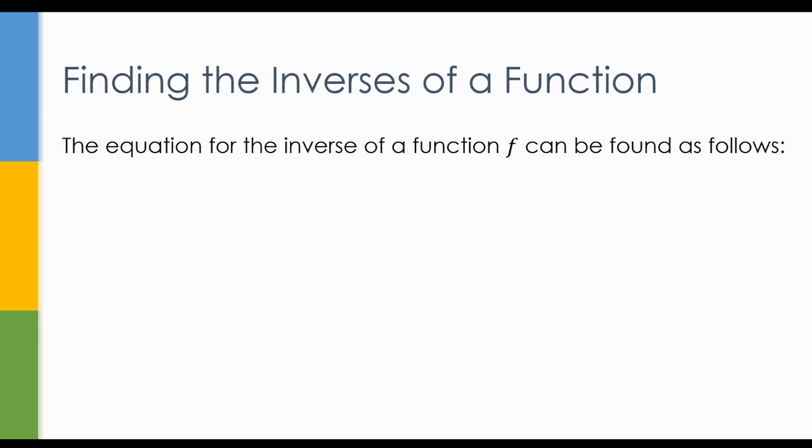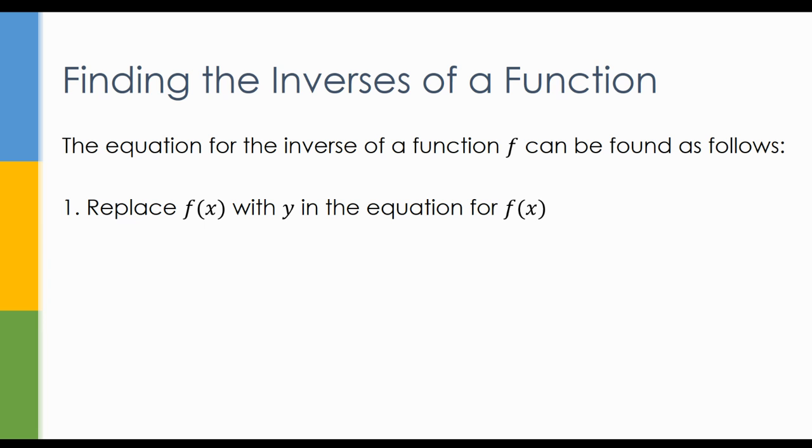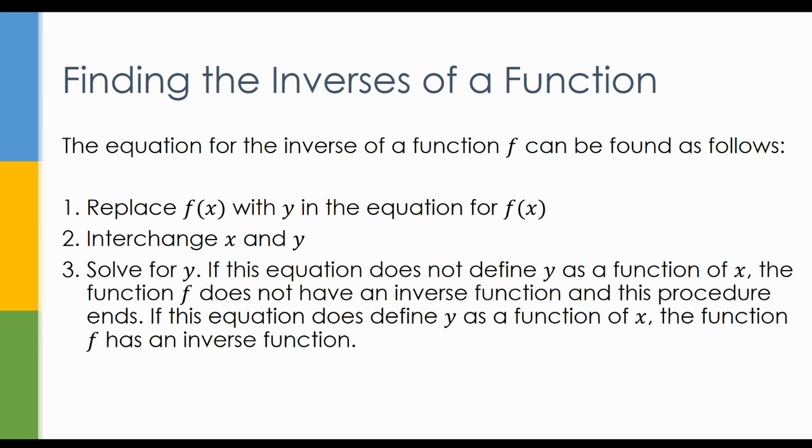All right, now let's talk about how we find inverses of a function. So if I give you one function, we're going to find its inverse. The equation for the inverse of a function f can be found as follows. First thing we're going to do is replace f of x with the letter y in the equation for our function f of x. We will then switch the x and the y around in the equation. We will then solve that equation for y.